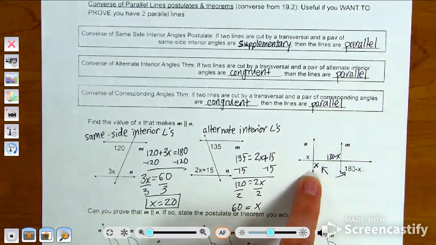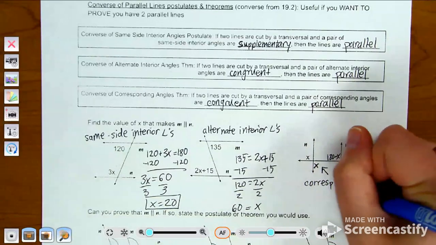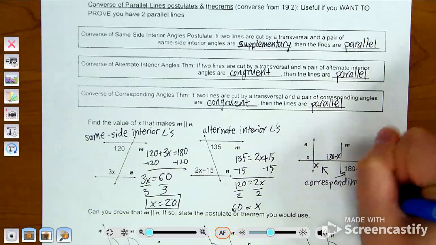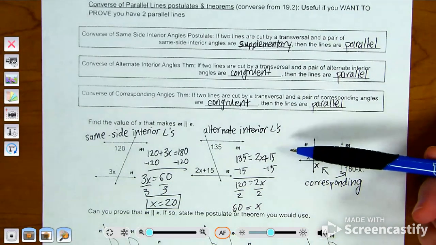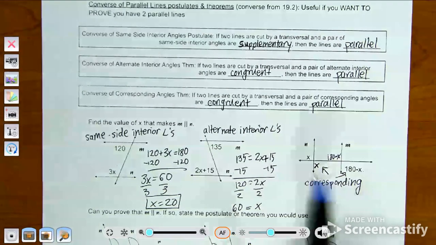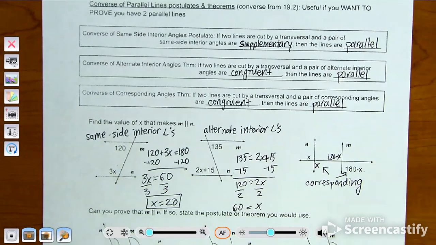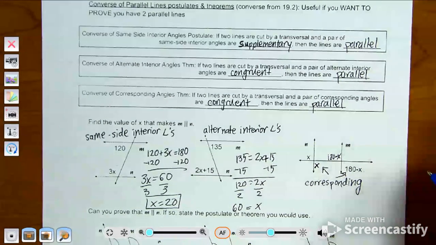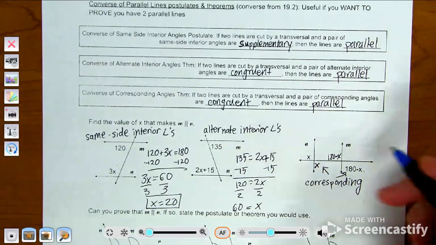these two angles here. These would be considered corresponding angles since they're in roughly the same location at each intersection. They're both below the transversal and they're both to the right of each of the parallel lines. So they're in roughly the same locations, so they are considered corresponding. So if our corresponding angles are congruent, that's how we know the lines have to be parallel.